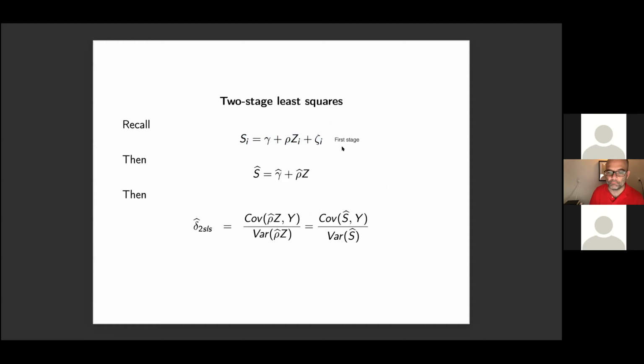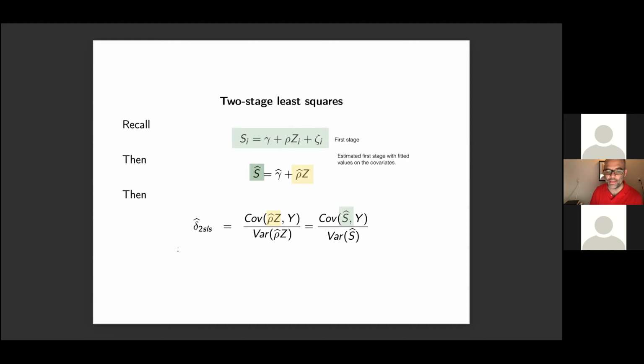Here's the first stage: an estimated first stage with fitted values on the covariates. Then we end up with S hat equaling gamma hat plus rho hat Z. Now, the constant will disappear in a covariance, because remember, it's expectation of the product minus product of expectations, and constants will just be itself minus itself, so they'll delete. So what we'll have instead is rho hat Z will equal S hat. So this rho hat here is actually equal to S hat, which is a first stage regression.